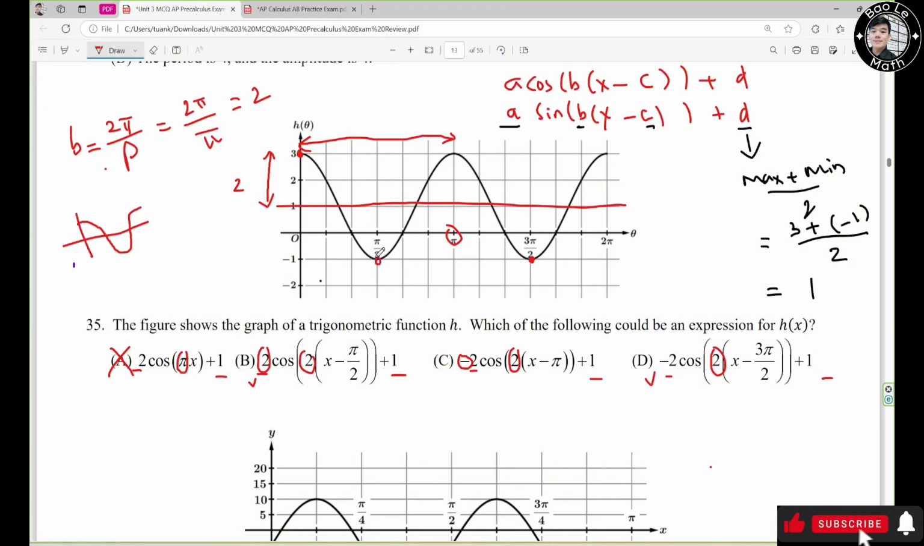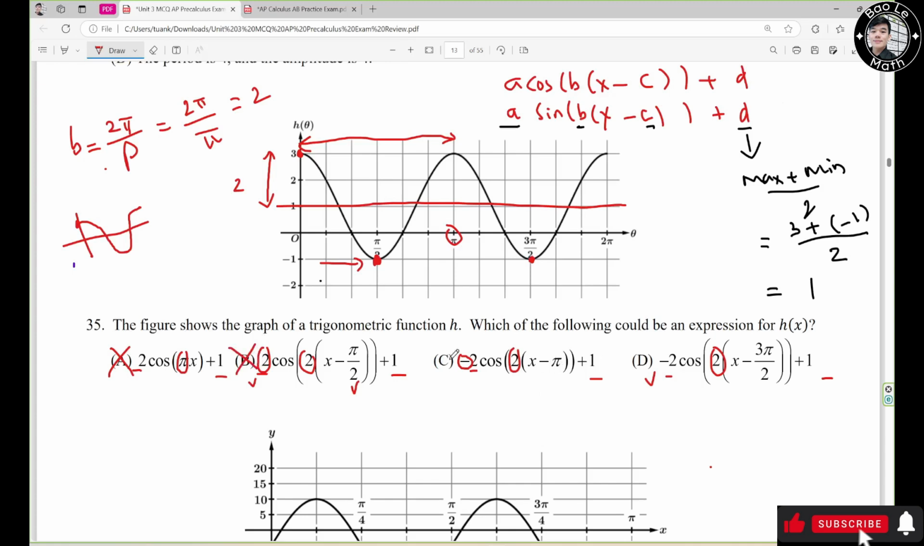Now, if you start from here, there is a reflection because the cosine function starts from the maximum, right? Back down to the midline, go down to the minimum, back up to the midline, and go up to the maximum, right? And also have the phase shift to the right, pi over 2. So this one is right? Because you subtract pi over 2, which means shift to the right, pi over 2. But there is no subtraction sign right here. So this one may be wrong.